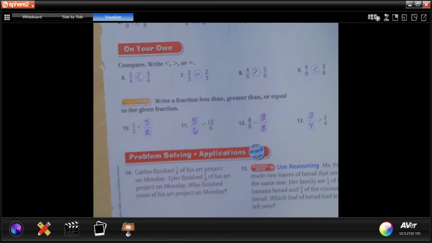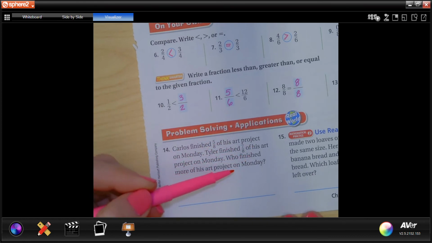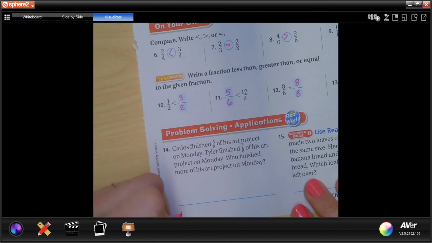All right, moving on. Carlos finished 5/8 of his art project on Monday. Tyler finished 7/8 of his art project on Monday. Who finished more of his art project on Monday? We have 1/8, 2/8, 3/8, 4/8, 5/8, 6/8, 7/8, 8/8. This is our whole, 1. This is 0 down here.